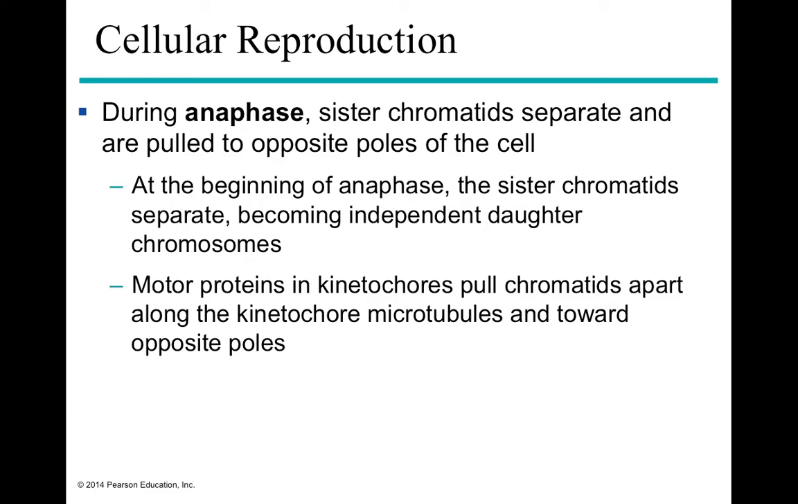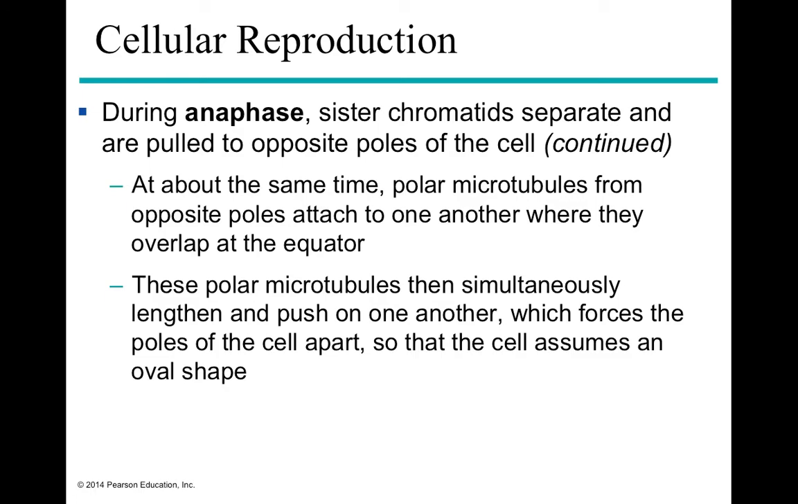And the kinetochores are going to have specialized regions and the motor proteins that are going to pull the chromatids apart and push them towards the opposite poles, right? At the same time, we have specialized regions in the polar microtubules on the opposite poles that are going to end up pulling, right?